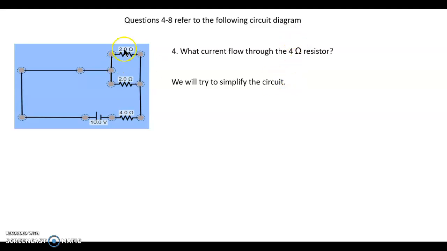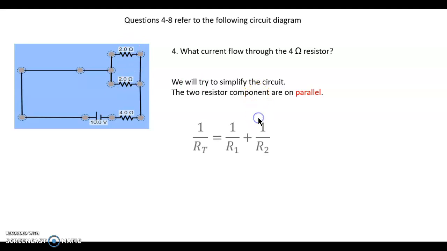Now, these are in parallel here. The 2 resistor components are in parallel, 2 ohm and 2 ohm. So this is the rule for simplifying resistors in parallel: 1 over total resistance is equal to 1 over R1 plus 1 over R2. If I have more resistor components, I am going to add them, but this is enough for us in this case.